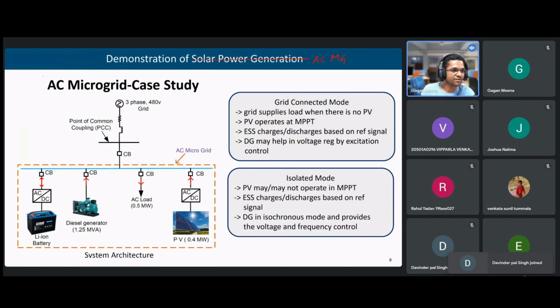So then we saw this case study of a simple AC microgrid setup where there is one PV, AC load, and one diesel generator and lithium-ion battery. So can you tell why do we need this diesel generator?